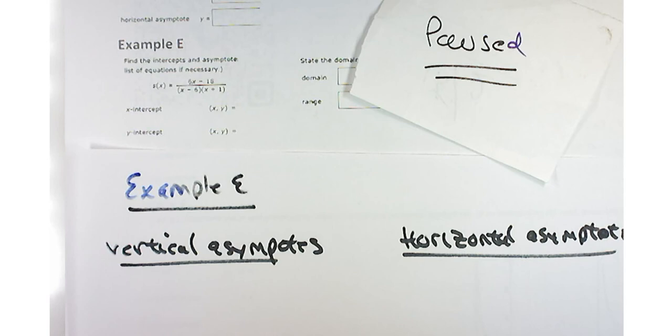Is the degree of the numerator less than the degree of the denominator? Or is the degree of the numerator 1 bigger than the degree of the denominator? So this is like a 6 and this is a 5.